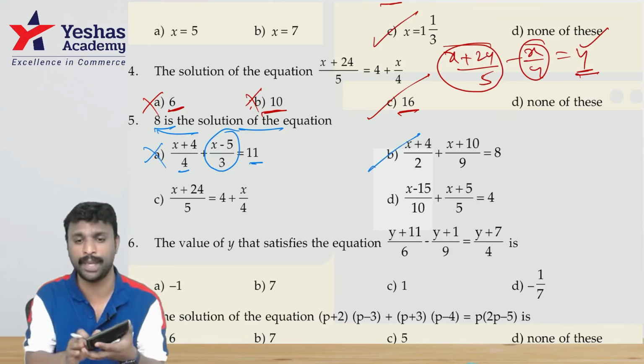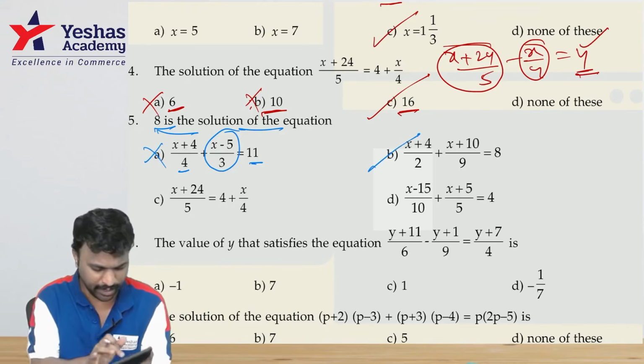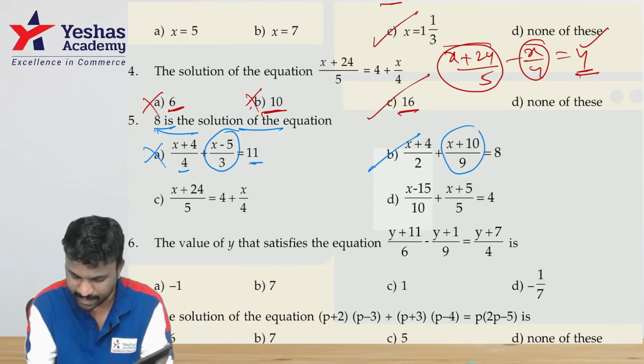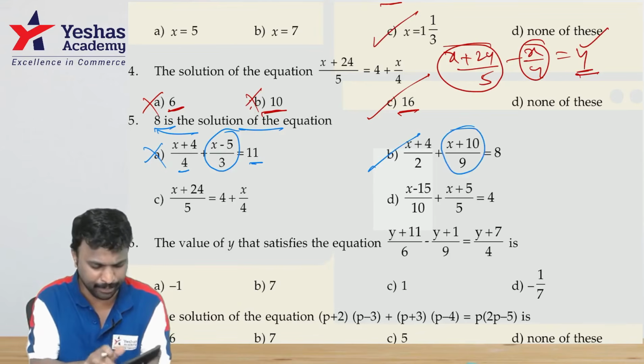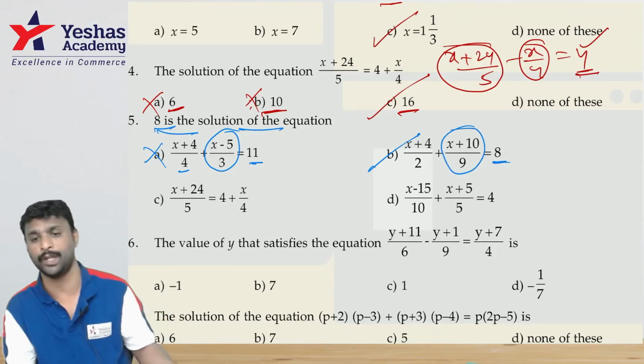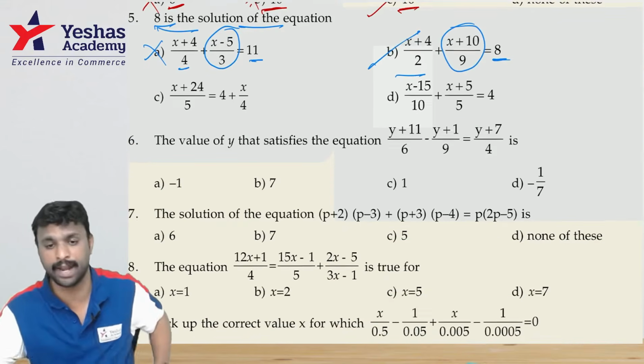If I hit option B, guys, 8 plus 4 is 12. 12 divided by 2. 8 plus 10 is 18. 18 divided by 9. That fetches you 8 only. Therefore, option B is the right answer.